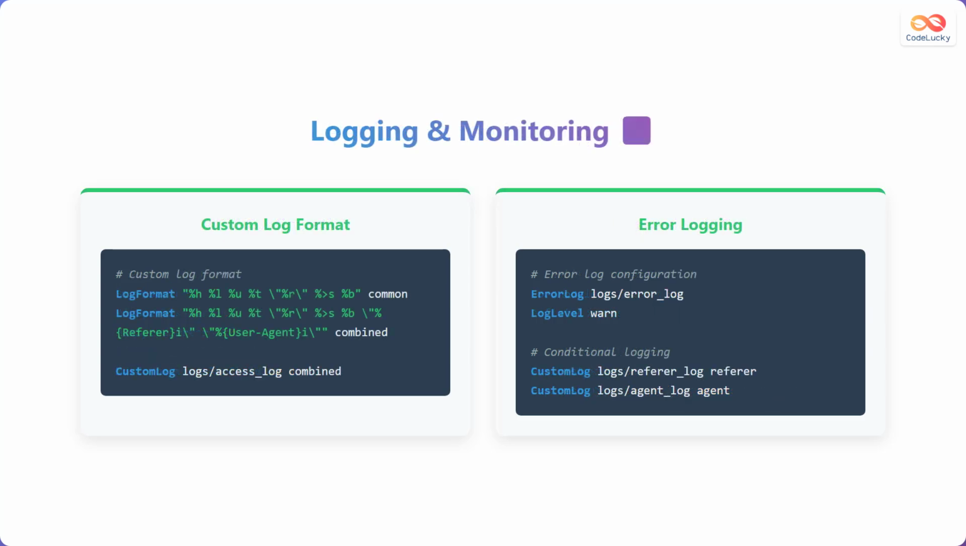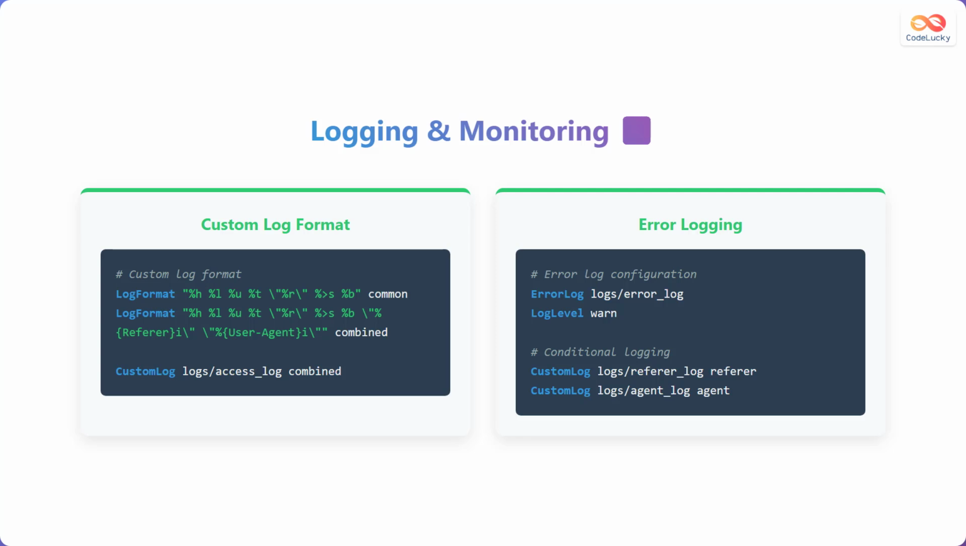Apache logging and monitoring provide essential insights into server performance and security. Custom log formats control what information Apache records in access logs. The common log format includes client IP, user identification, timestamp, HTTP request, response status, and response size. The combined format adds referrer and user agent information for more detailed analysis. LogFormat directives define named formats that can be referenced by CustomLog directives.